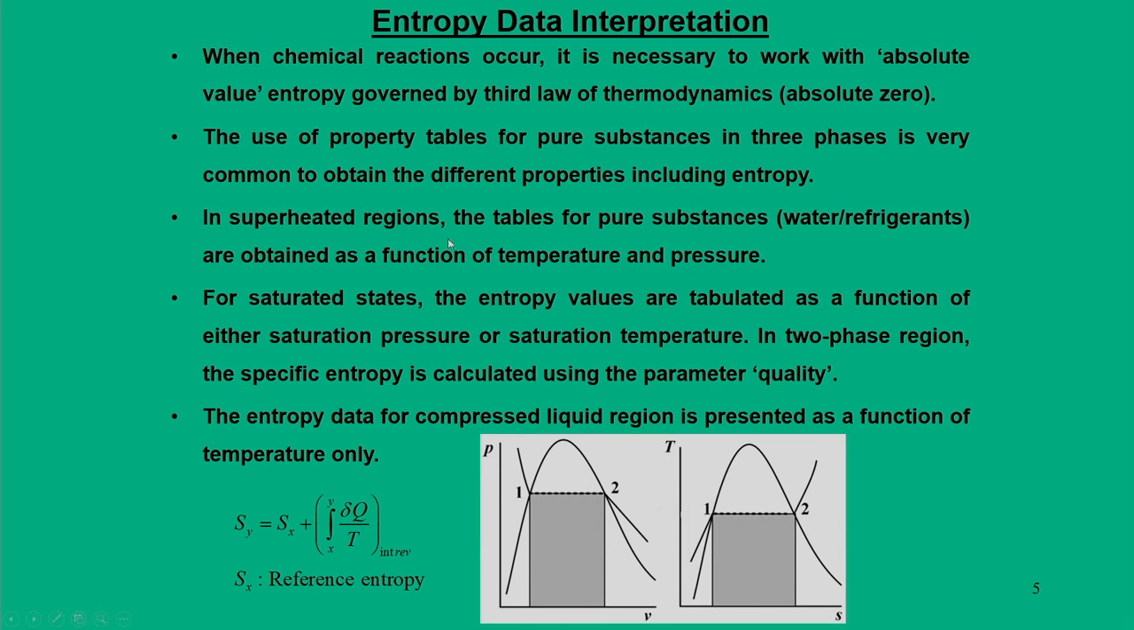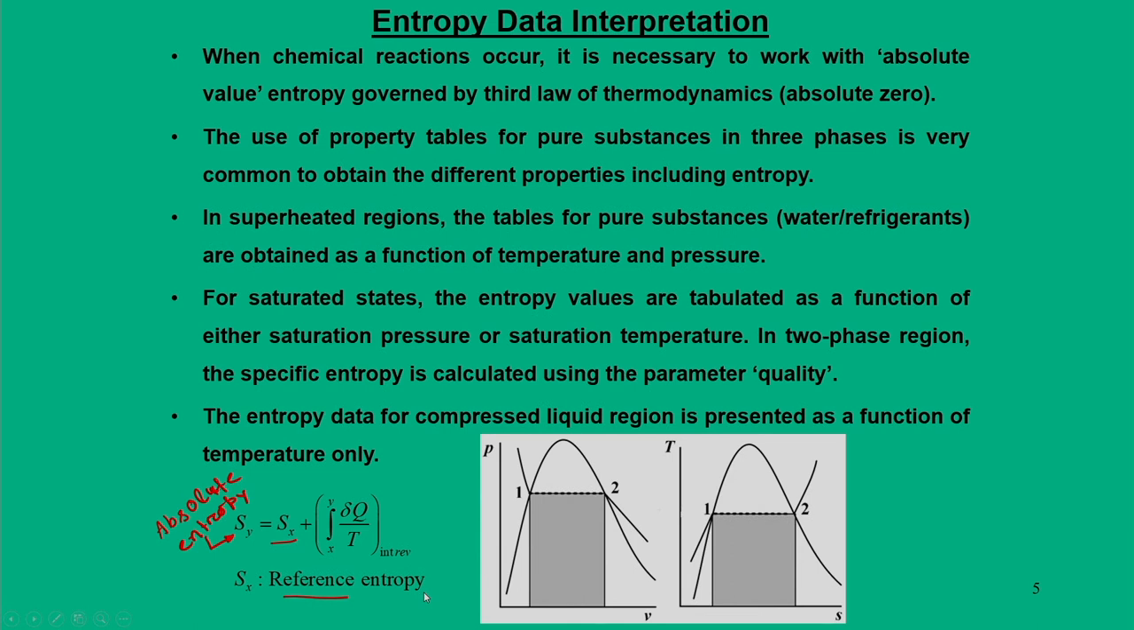So, in order to get S1 or S2, we need to find the entropy value at, let us say, state 1, which will be the addition of two parameters. One is the reference entropy at a given pressure and temperature, or the given thermodynamic conditions, plus the entropy transfer, dQ by T. This is what we call absolute entropy by definition. So, the concept of absolute entropy is given by these equations, where Sx is your reference entropy.